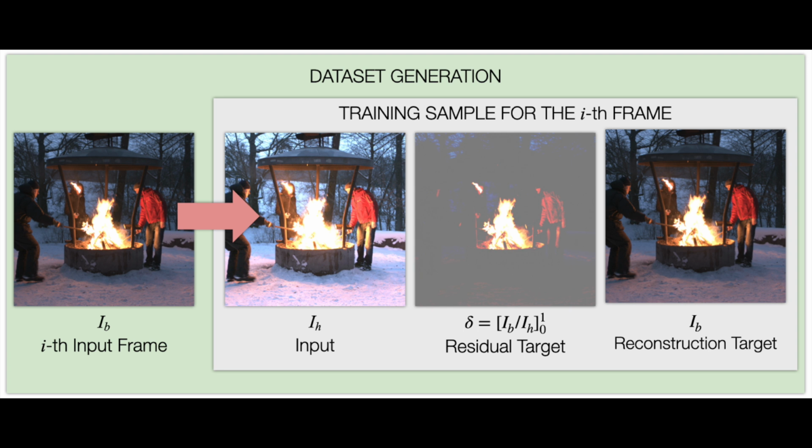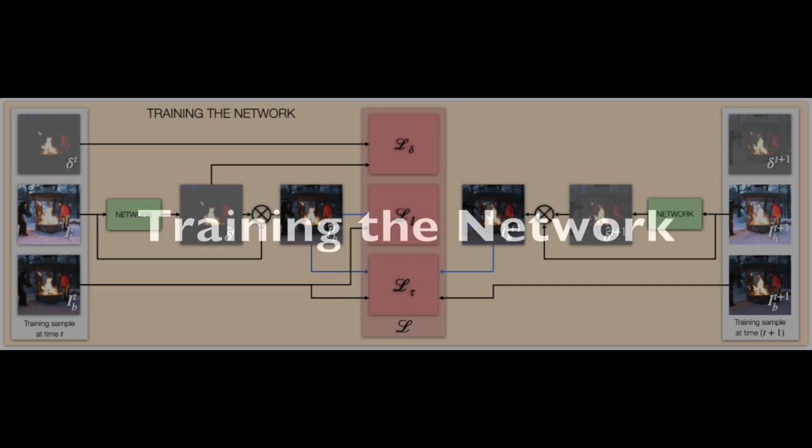The first step of our process is the dataset generation. In this step, we generate a training sample for each frame of the input SDR video. A training sample is composed of the input frame that is re-exposed, the input original frame, and the multiplicative difference between the two. At this point, we have a tailored dataset computed from the input SDR video.